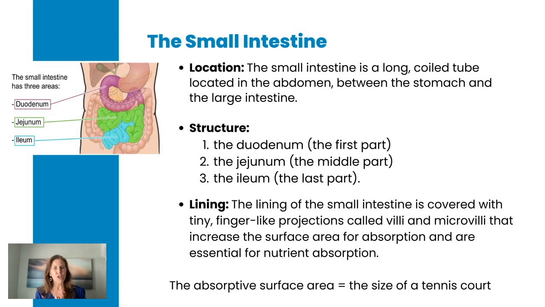There are three structures within the small intestine. That first portion, it can either be called the duodenum or the duodenum. So you may hear it both ways. The second portion is the jejunum, and the third is the ileum. And one thing to keep in mind is that the lining of the small intestine is covered with these finger-like projections. We call them villi. There's smaller ones called microvilli, and this allows for more surface area for absorption. The absorptive area of all of the small intestine is the size of a tennis court.